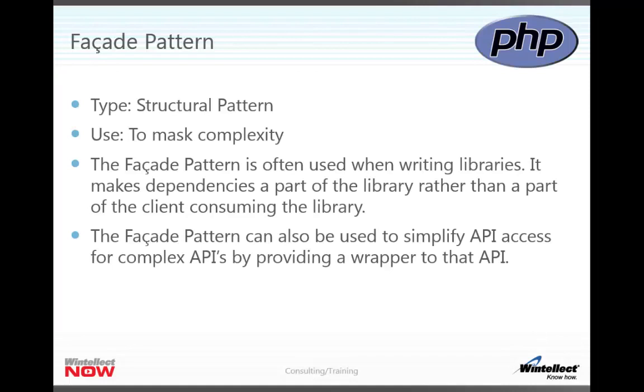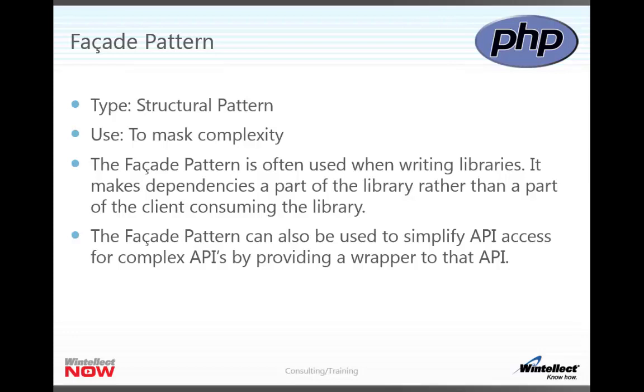The next structural pattern I want to talk about is the facade pattern. Now this pattern is essentially used to mask complexity. Complexity can manifest itself in different ways. You have a complex API and it's got a lot of different methods, but you can encapsulate those methods into a single method that does a lot of operations on behalf of the client that's consuming a library.